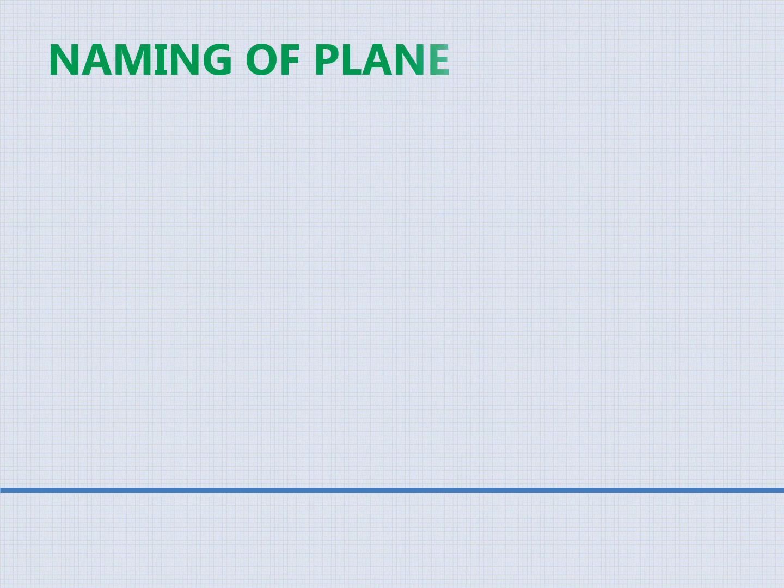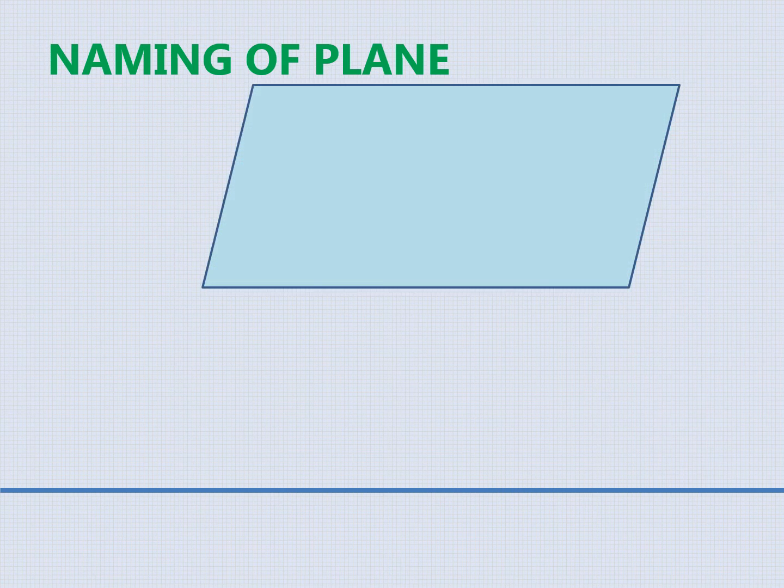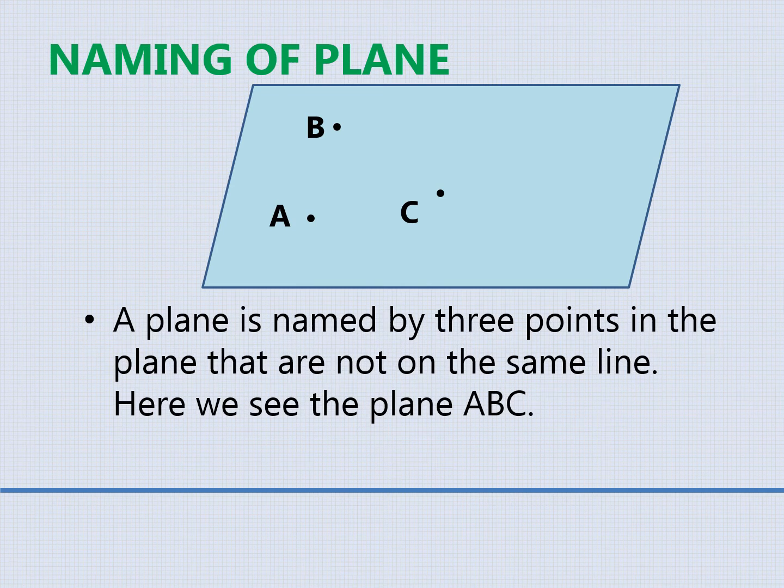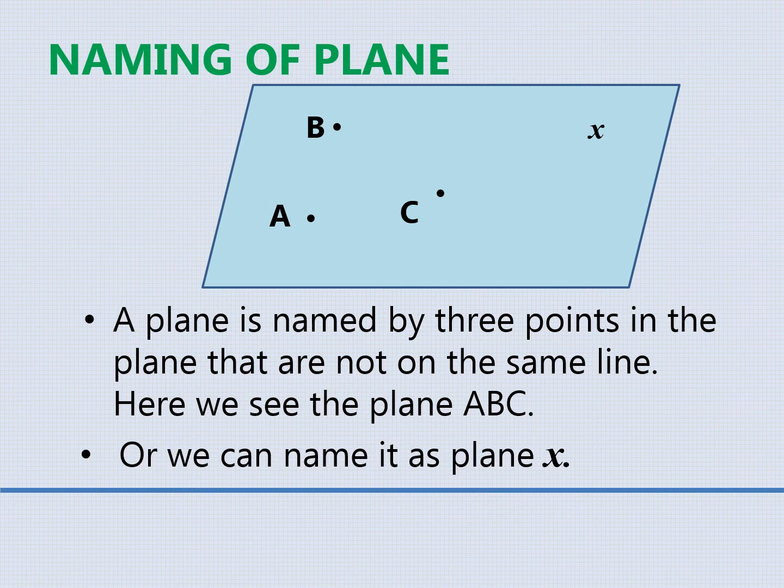So now when you know the definition of a plane, you should also know how to name the plane. To name a plane, we will take three distinct points on it. Let these points be A, B and C. We can name the plane simply as plane ABC, but remember, these points should not be in a straight line. You can also name the plane by using a small letter of the English alphabet. So we can name this as plane X.